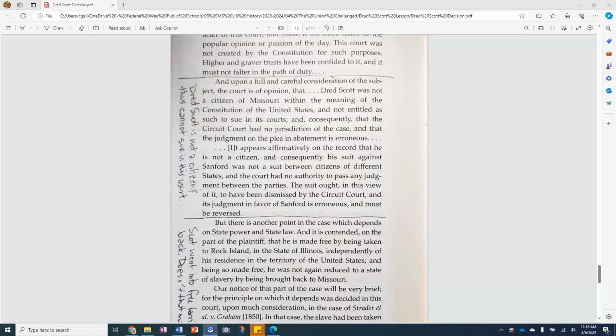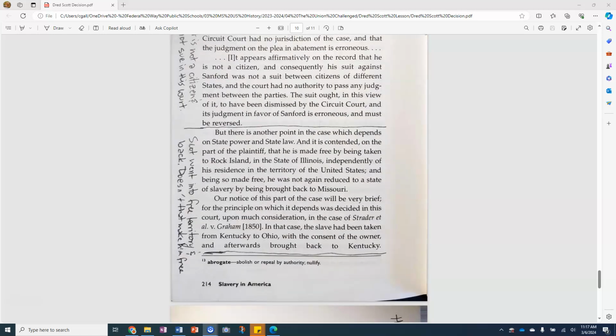So he says, Dred Scott's not a citizen. Because he's not a citizen, he can't sue. Okay. And because he cannot sue, the circuit court, which is a lower level court, just like your basic court, should never have agreed to rule on this case. It ought to have dismissed it. And because it should have dismissed it, the judgment in favor of Sanford is erroneous, is wrong, and must be reversed. We have to overturn it.